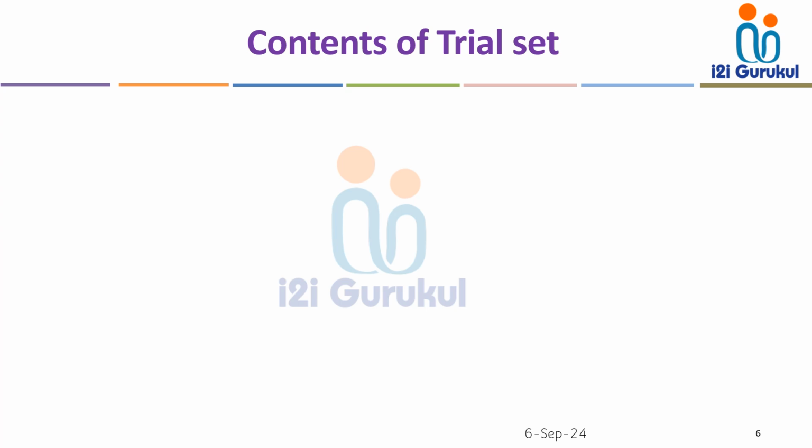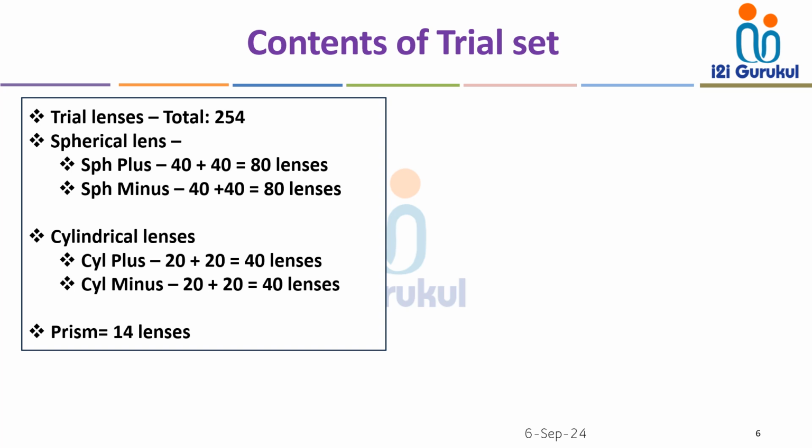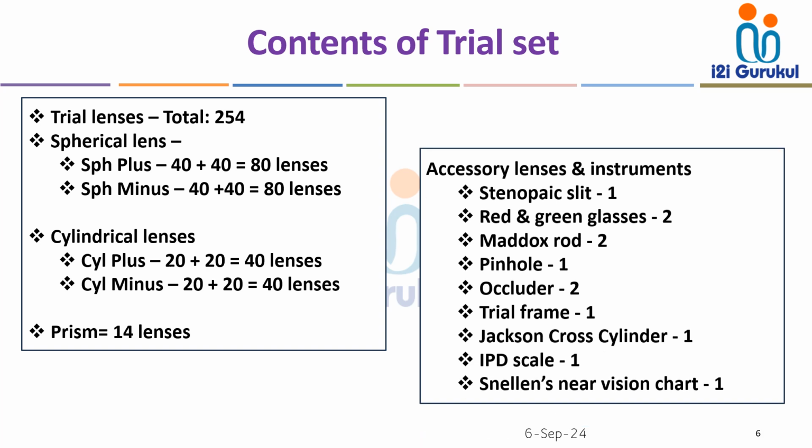Moving towards the contents of the trial set. We have a total number of lenses in the standard trial set, those are 254. This includes the spherical lenses in the form of plus and minus, cylindrical lenses, again plus cylinder and minus cylinder, and also we have 14 prism lenses in the standard trial set.